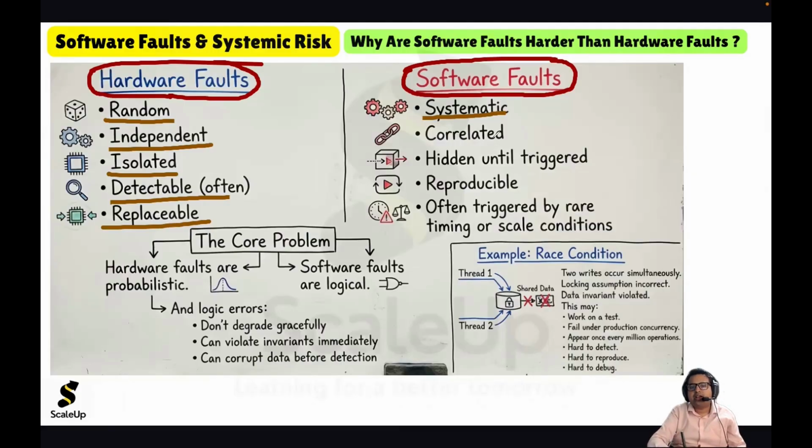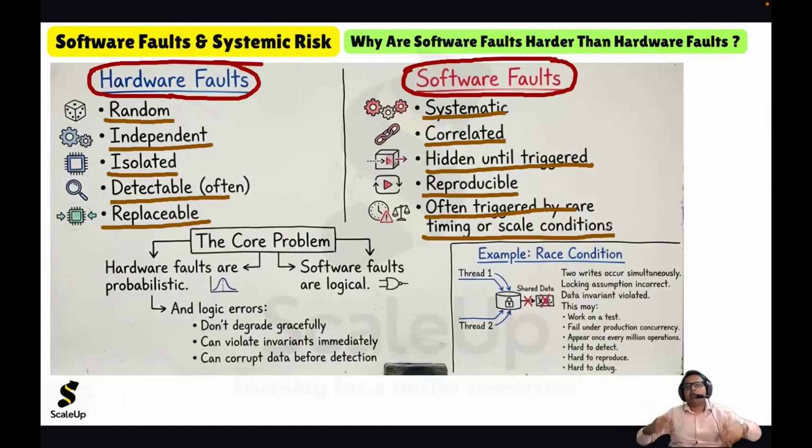They are correlated. They are hidden until triggered. They are reproducible, like they are global. They are synchronized, and they are often triggered by rare timing or scale conditions. When we try to scale software systems, we will encounter software faults. So the core problem is that hardware faults are uncertain, they're probabilistic in nature.